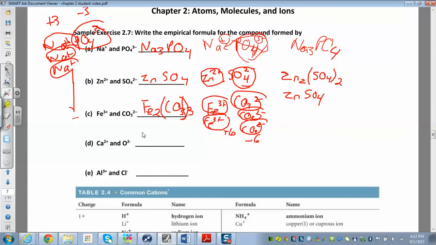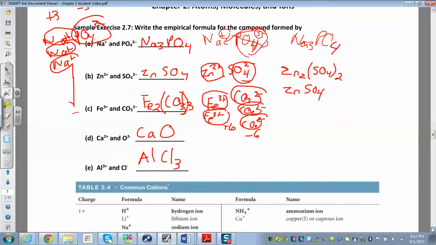And then finally, calcium 2 plus, oxygen 2 minus. You might already look at that and say, I don't want Ca2O2. If I just crisscross, that's what we get. I have to divide by the smallest number to get the empirical formula. I just get CaO. And down here, I have aluminum, and I have 3 chlorine, so that plus 3 is going to go down here. I have a -1, so I just have 1 there. I don't even write the 1. All right, so those are your final answers on how to do the crisscross.